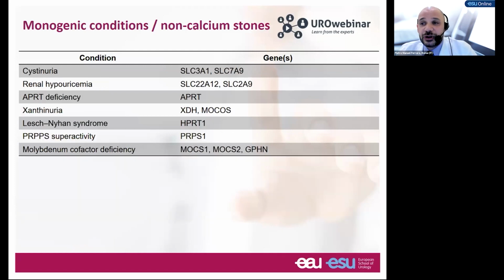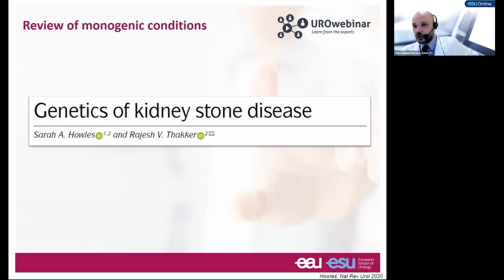And there are also some genes that are the cause of monogenic non-calcium stones, and these are cystinuria, renal hypouricemia, APRT deficiency, xanthinuria, Lesch-Nyhan syndrome, and so on. So the next speakers will focus on the two major calcium and non-calcium conditions, namely primary hyperoxaluria and cystinuria. I'm not going to talk about the remaining 30 or so conditions in these few minutes. For those interested, I can point you to a very recent and very well done review on this topic.